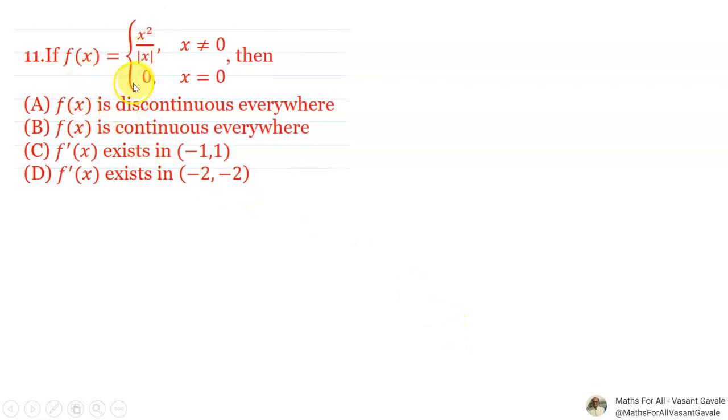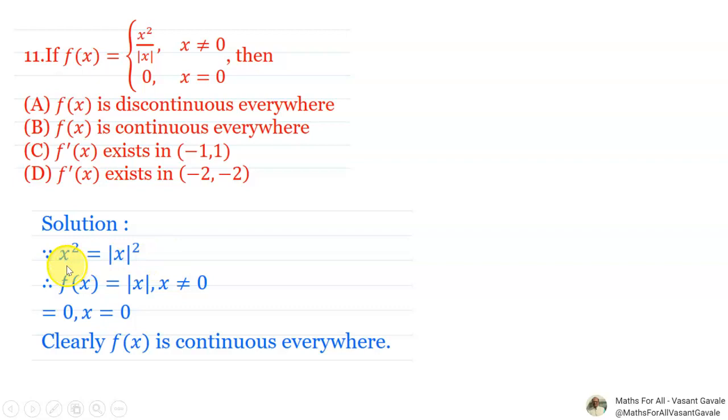If f of x is equals to x square upon mod of x, where x is not equals to 0 and equals to 0 for x is equals to 0, then first, x square is equals to mod of x bracket square, f of x is equals to mod of x, where x is not equals to 0 and equals to 0 for x is equals to 0, and clearly f of x is continuous everywhere, and hence the option B is the correct one here.